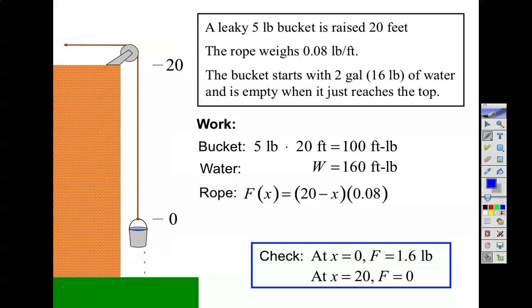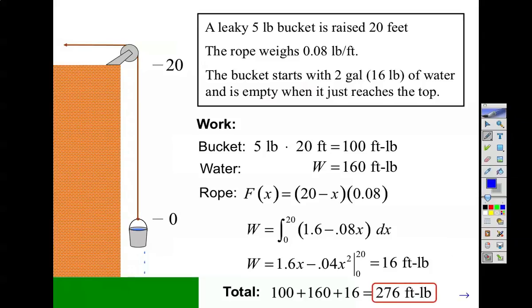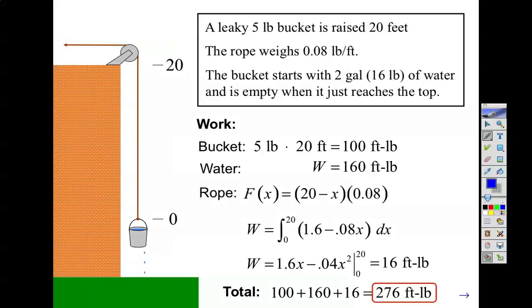Okay, so they go through and they get the same equation that we will get. 1.6 pounds at the beginning, no pounds of rope at the end. So they get the same thing. So you guys, anybody type this in? 276? 276 foot-pounds for the total. Okay, so that is the rope and the bucket situation.